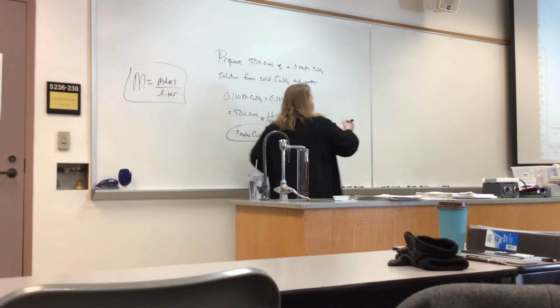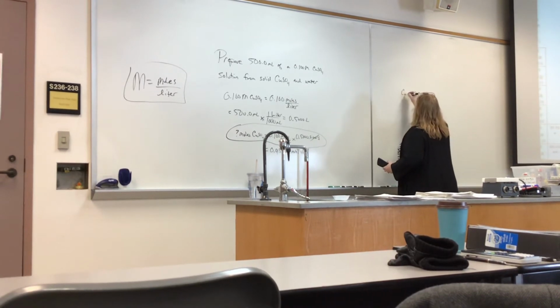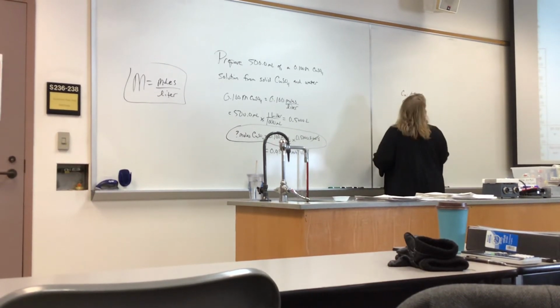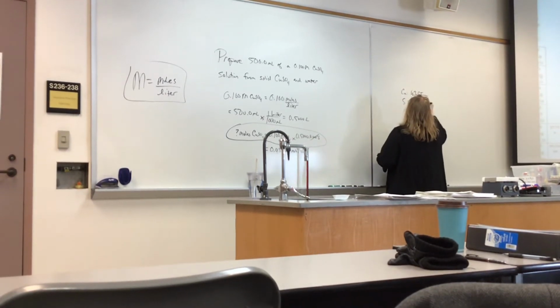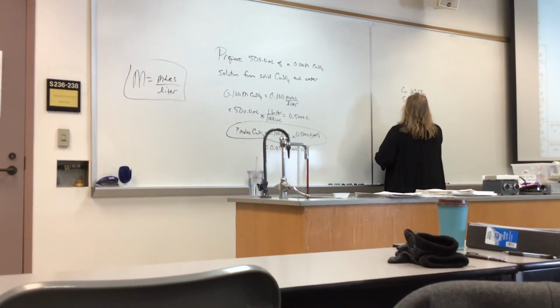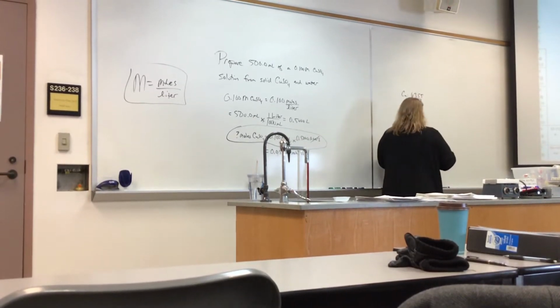So let's figure out copper 2 sulfate molar mass. So 63.55 for copper, right? What's the molar mass of sulfur? 32.07. We have 4 oxygens, right? So 4 times 16 is 64, right? Okay.